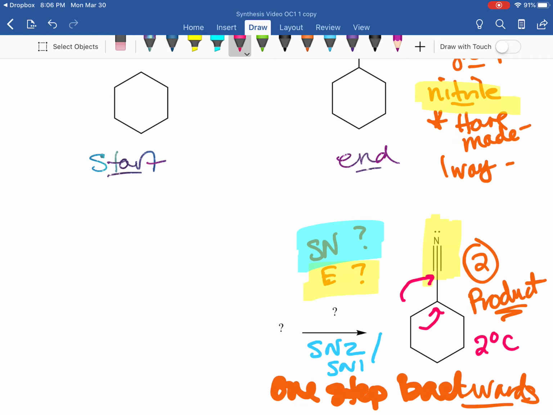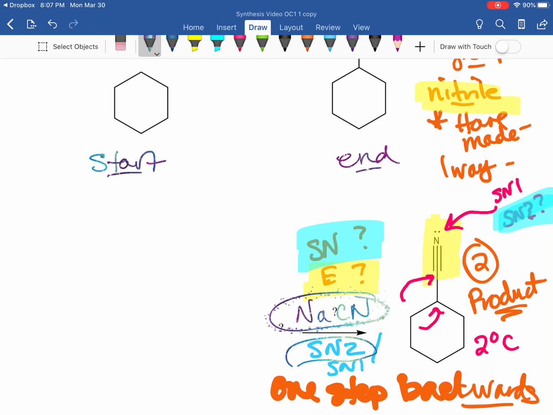So how do you decide between the two of them? Where have you seen nitrile before? Have you seen it in an SN1 or an SN2? You have seen it in an SN2. The only way that you can actually attach that nitrile is by using sodium cyanide. Oh, isn't that exciting?